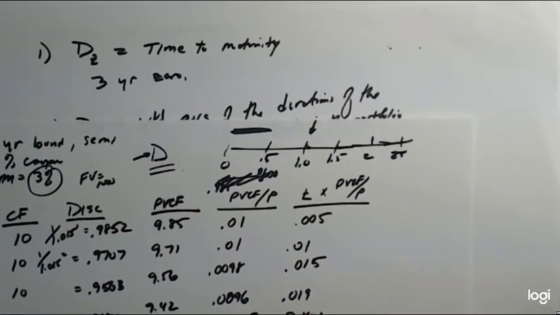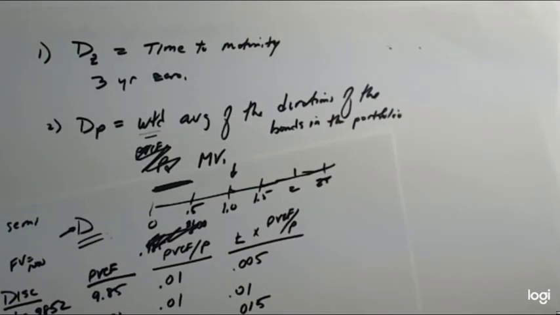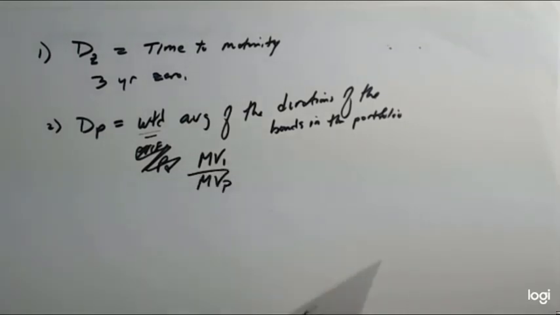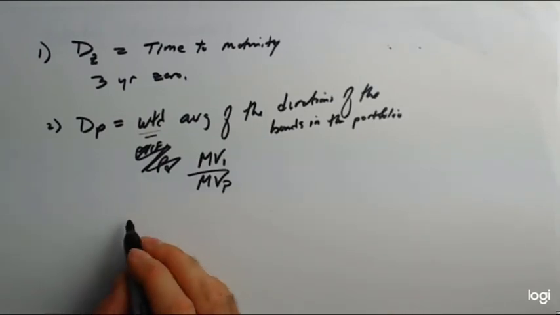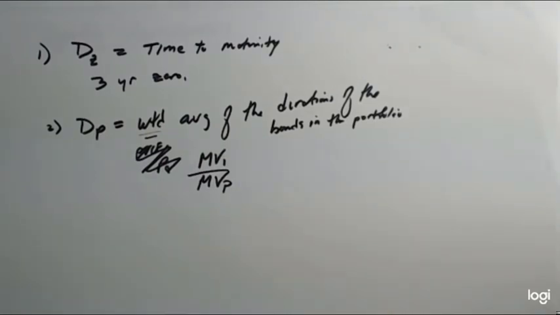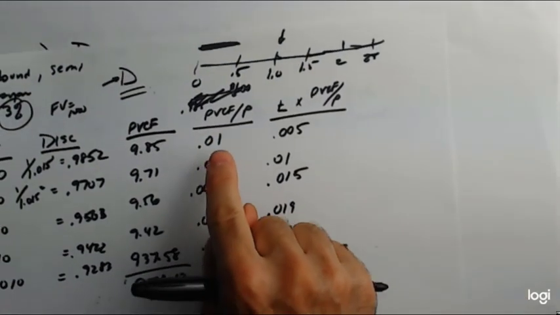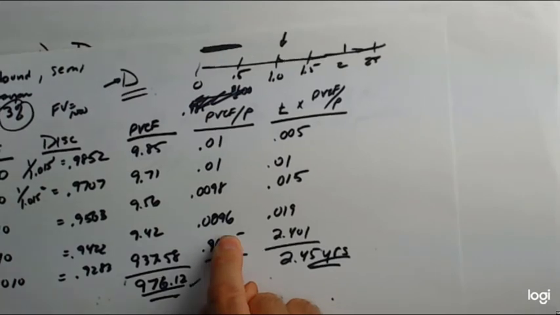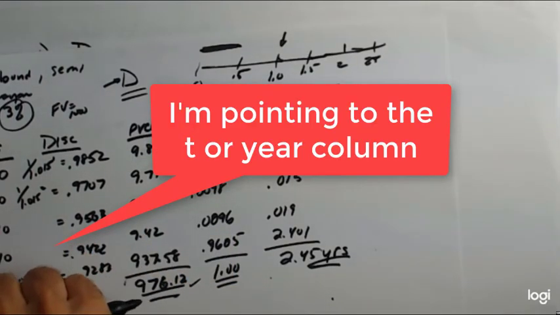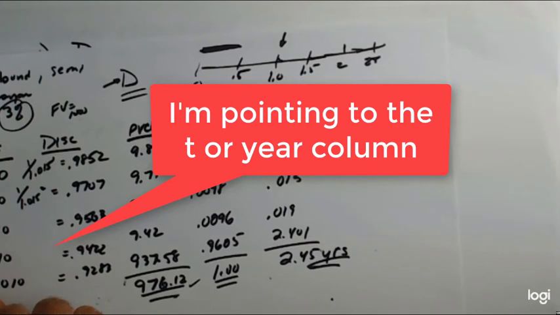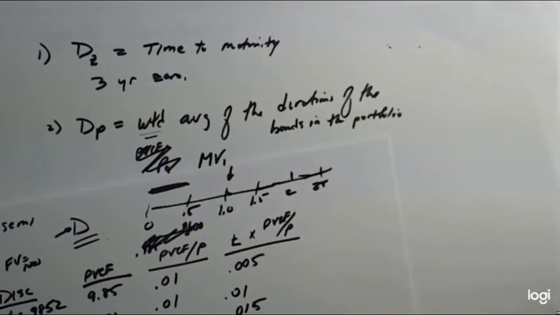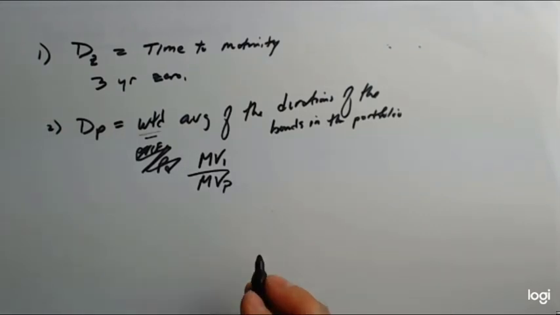Okay, so if we treat this as a portfolio of zeros and we use this formula, then we ought to be able to come up with the 2.45 years we just calculated. So let's try it. So for the market value, to be clear, I'm going to take these numbers and multiply them by time. This is the duration of each security, assuming every one of these is a zero. And this is how it looks.